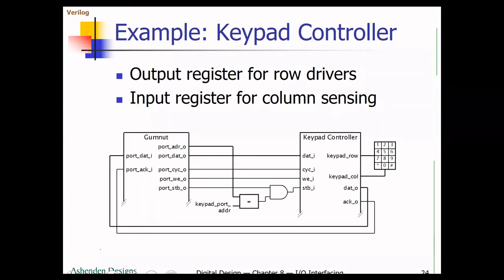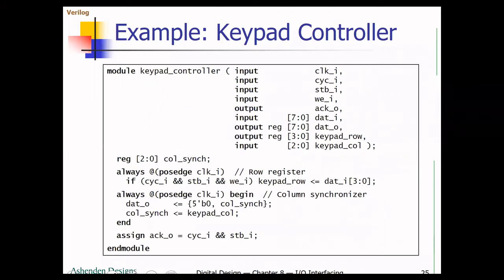Moving next, the same design has been written as Verilog code here. You can see the module keypad controller. You will have the clock, cycle, strobe, read/write signal, and acknowledgement. ACK means acknowledgement, STB means strobe, CYC means cycle, and DAT is nothing but data. _I represents input, _O represents output. Keypad row and keypad column are your input and output registers.